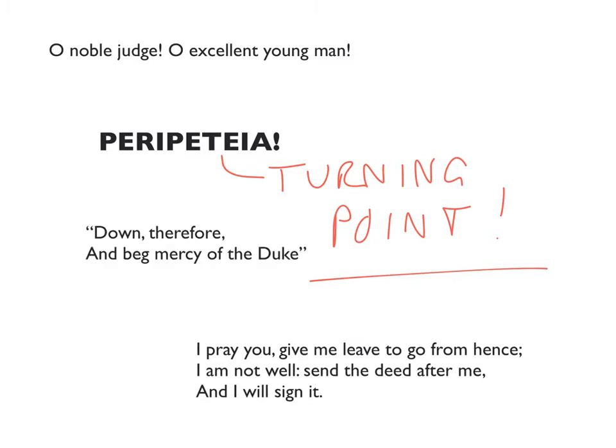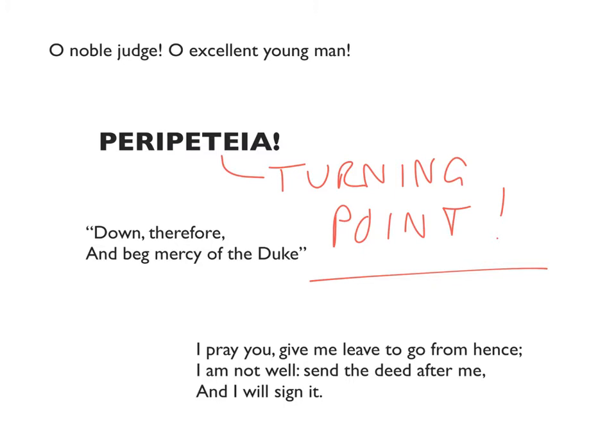Portia forces him to kneel down. She says, "Down, therefore, and beg mercy of the Duke." Now, contextually, Shakespeare did not use many stage directions, but he clearly wanted Shylock to be kneeling on stage. That's why Portia gives him the direct instruction to kneel down. This would have created a highly significant visual image representing the change in roles here.